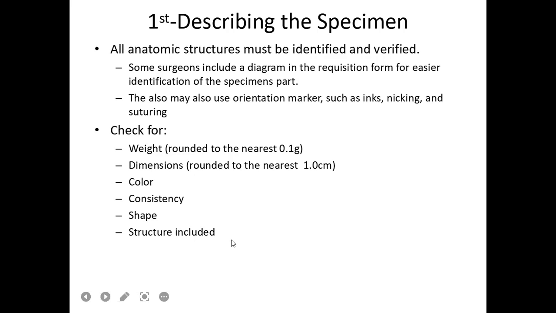Structure included, again, so if that is a uterus, is there the presence of the fallopian tubes, ovaries, cervix, etc.? So you have to include them. So again, these are the parameters in describing the specimen. So this will serve as our guide in describing the specimen. Okay?